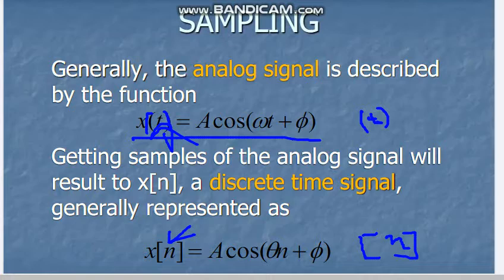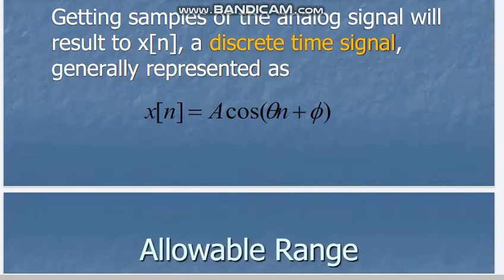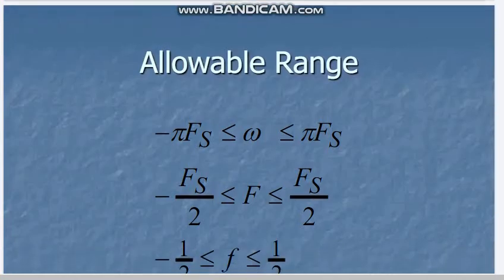Okay, as you can see there, the omega has been replaced by theta, the t has been converted to n, the number of samples, and phi is as it is. So that is the sampling process that I have told you before, that deals with the x-axis, that means it deals with the number of samples.